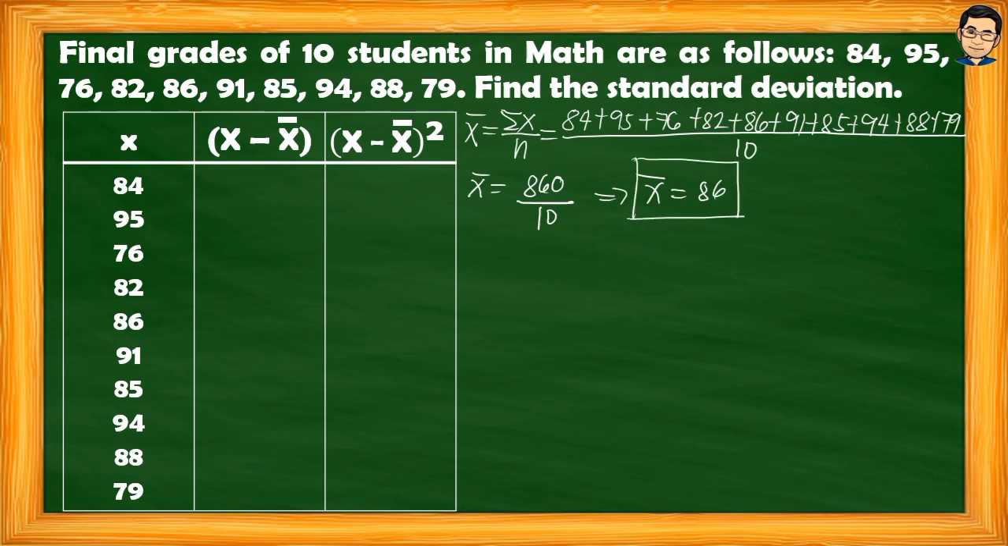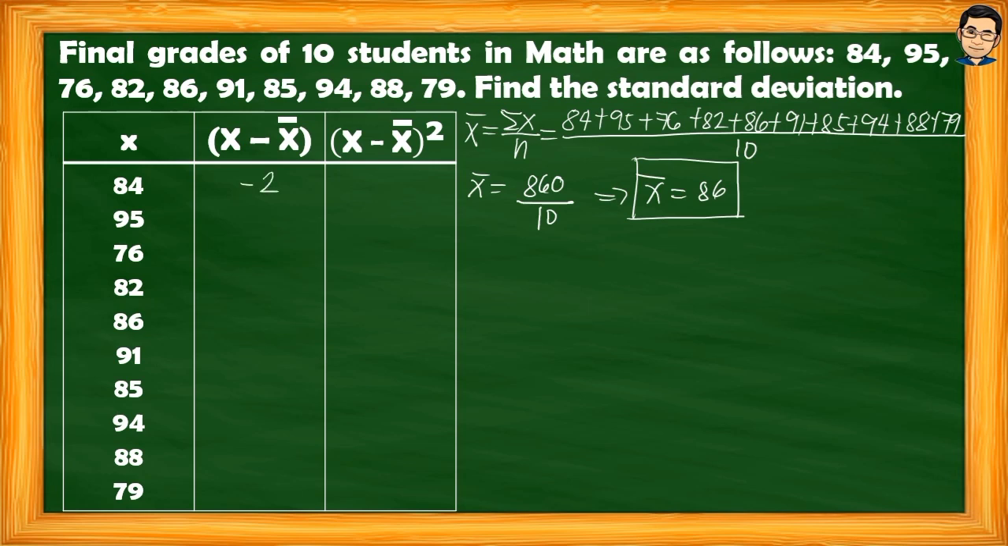Next, second column tayo ngayon. So, isusubtract natin yung mean sa lahat ng score ng mga grades na nasa first column. Hindi natin kailangan kunin dito yung absolute value difference dahil kapag in-square natin yung result sa second column, magiging positive naman doon sa third column. Okay, kasi negative times negative, that is positive. So let's start. 84 minus 86, that is negative 2.